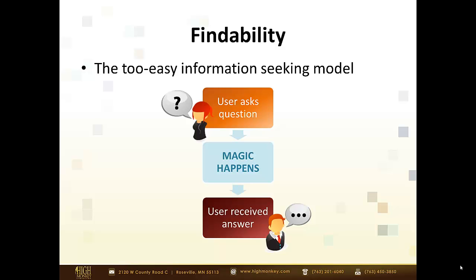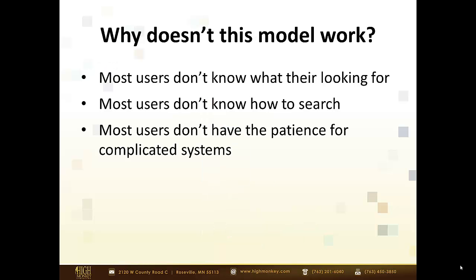So why doesn't this model really work? Well, the reality is when it comes to findability, a lot of times users don't even know what they're looking for. And most users don't know how to search, so using search as our default way to get to everything just doesn't really work. Most users don't have the patience for a complicated system, so if it's really hard to work through your structure, they're not going to do it.